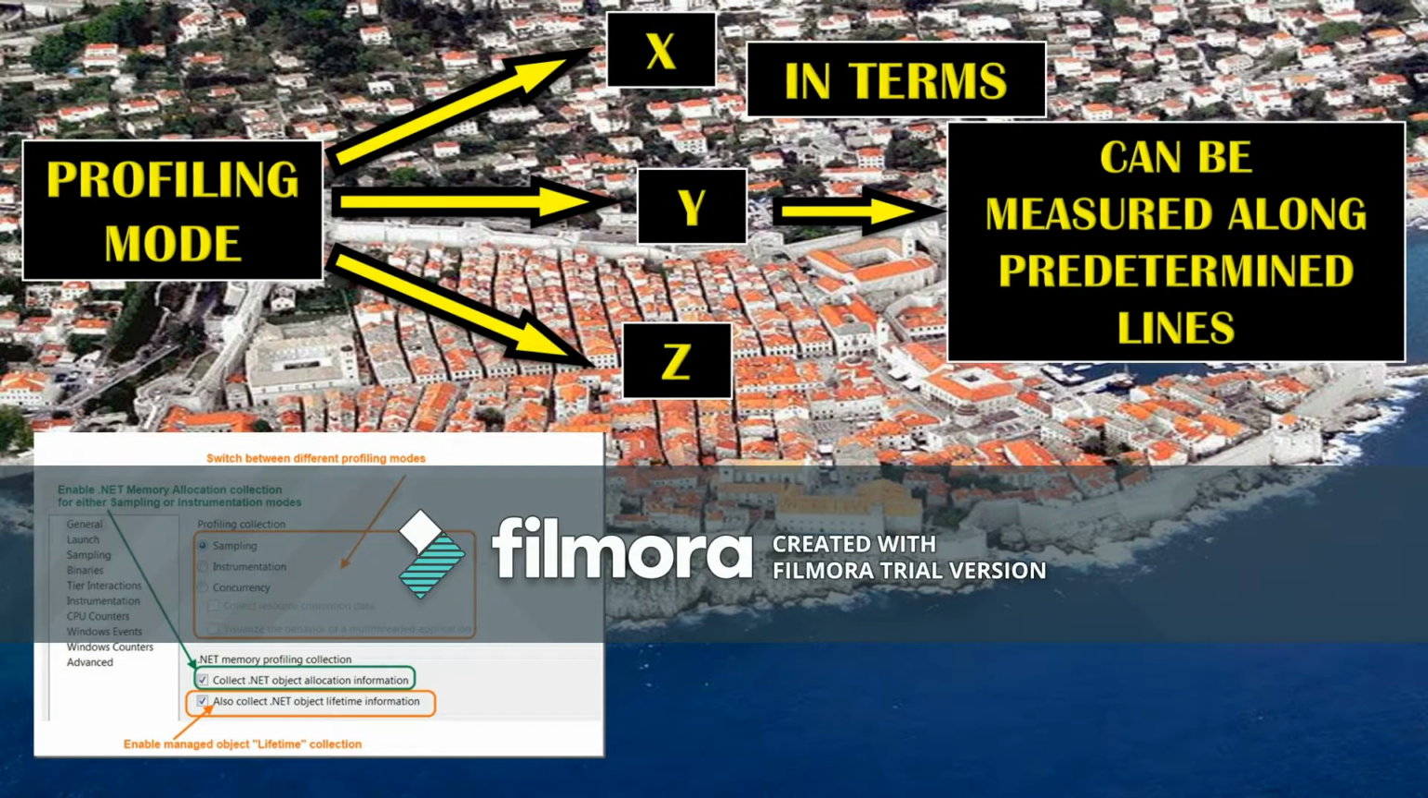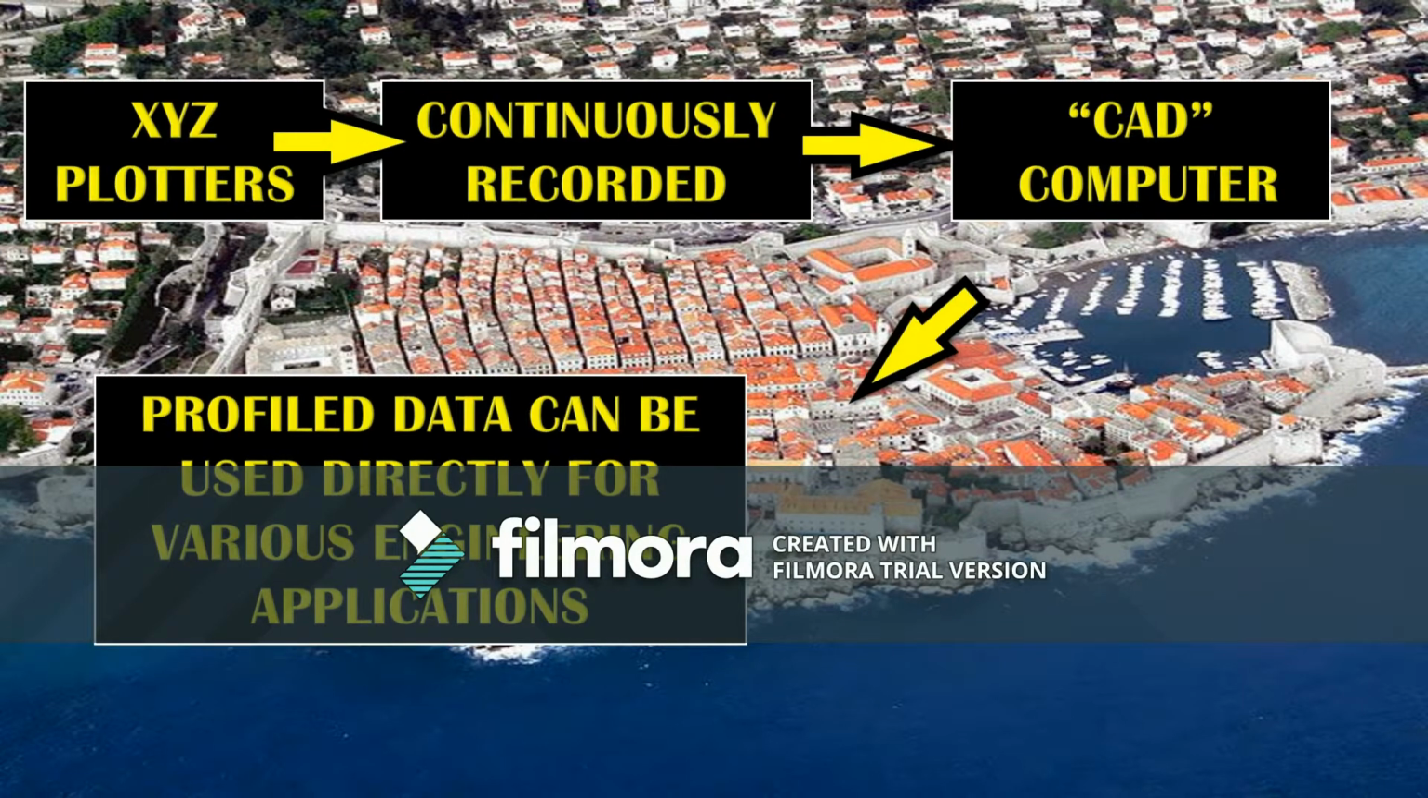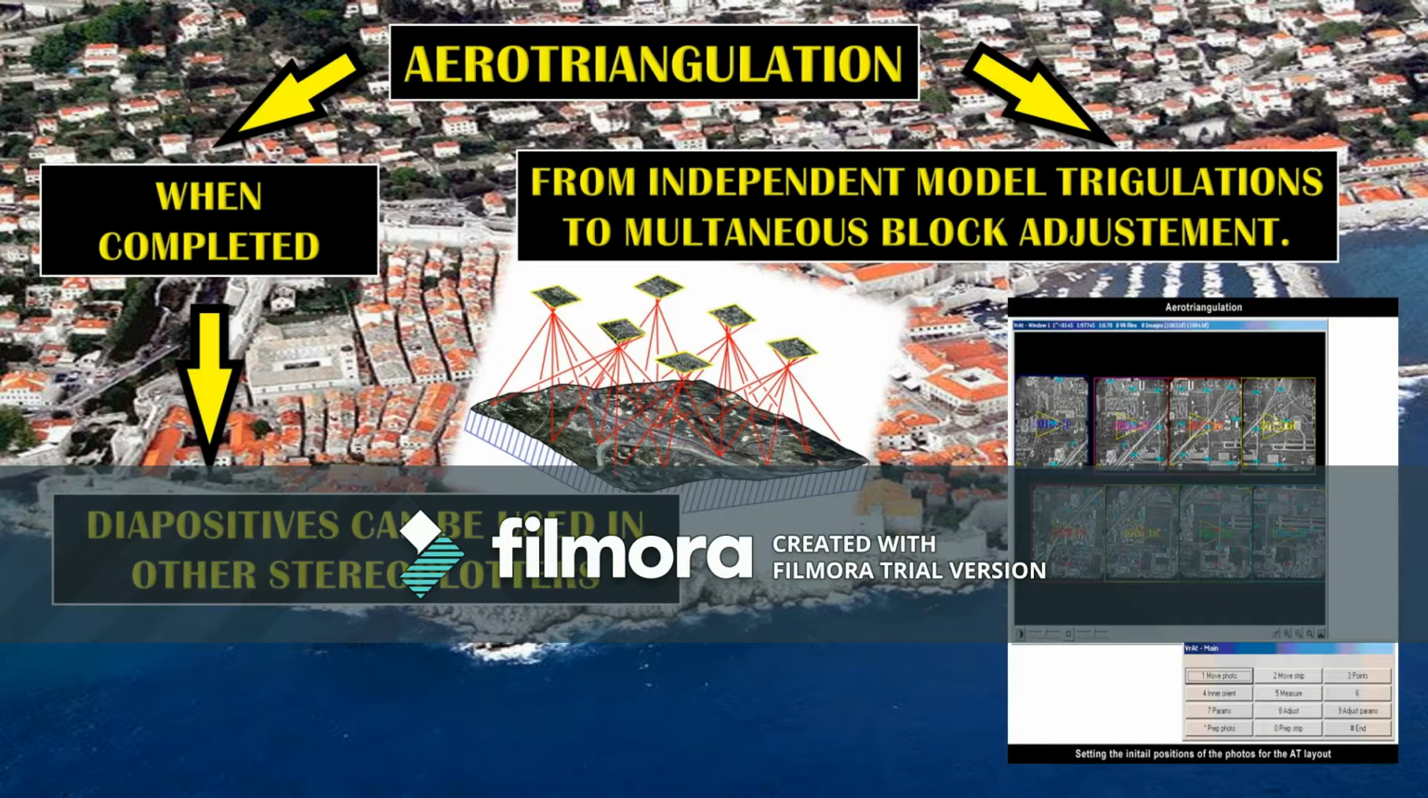An analytical plotter can also be operated in profile mode. In this operation, x, y, and z coordinates can be measured along a predetermined line in the model. The XYZ plotter output is continuously recorded by the CAD computer. Profile data can be used directly for various engineering applications.